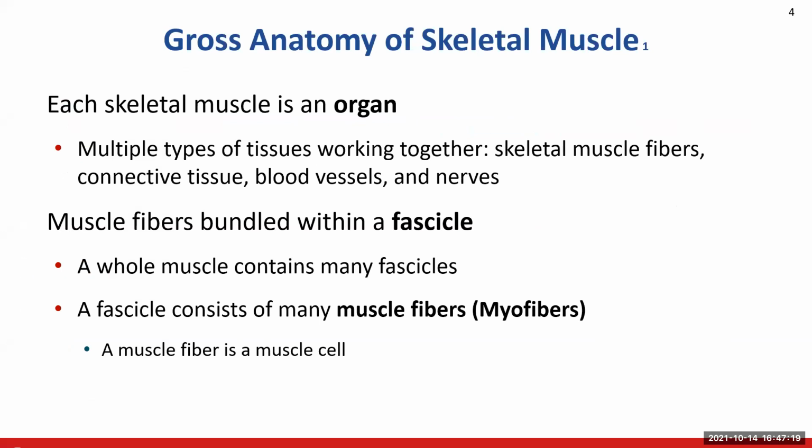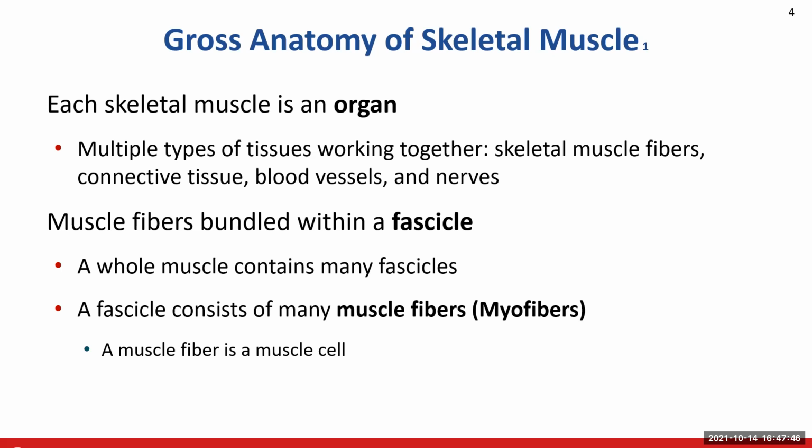So, like we did in chapter 7, when we were talking about the bones as the organ, in this chapter, chapter 10, our skeletal muscle is going to be an organ. We're going to see that there's going to be several different types of tissue that are going to work together when we're discussing the physiology or the function of skeletal muscle.